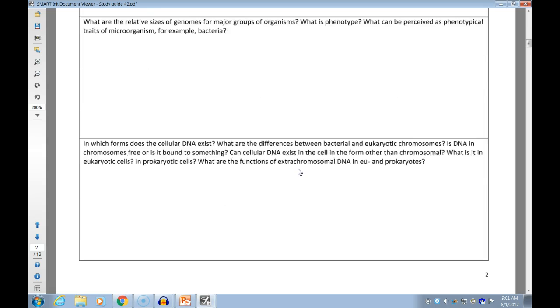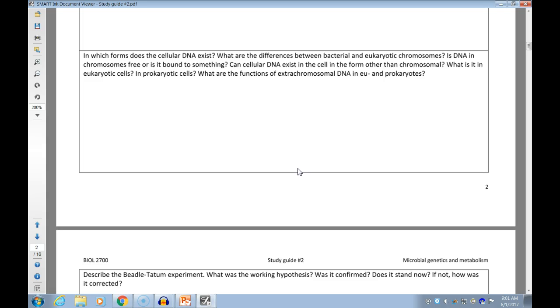Okay. In which form does cellular DNA exist? Chromosome. Difference between bacterial and eukaryotic: bacterial is circular, eukaryotic is linear. DNA in chromosomes is bound to histones, or histone-like proteins in bacteria. Can cellular DNA exist in a form other than chromosomal? In eukaryotes, are there any extrachromosomal DNA? Mitochondria or chloroplasts. In bacteria? So they're plasmids.